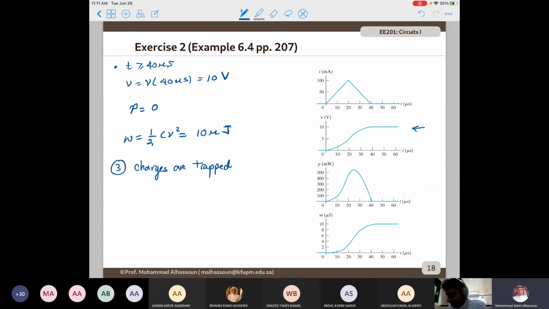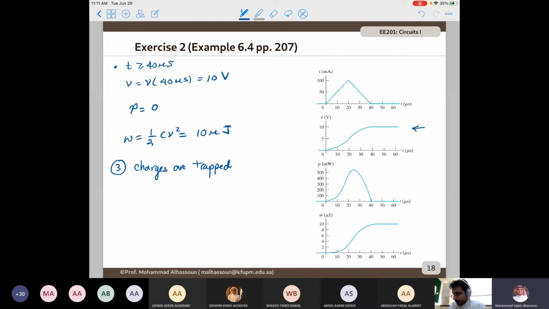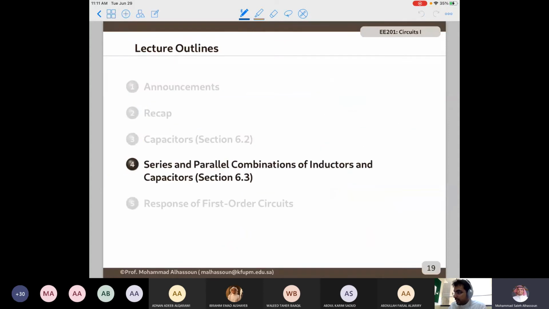Okay. Very good. So now let's cover the last part of chapter 6, and this last part is concerned about combination of capacitors and inductors. What happens if we have not only a single capacitor or a single inductor, we have multiple of them.